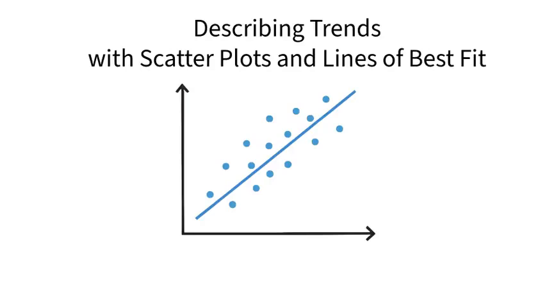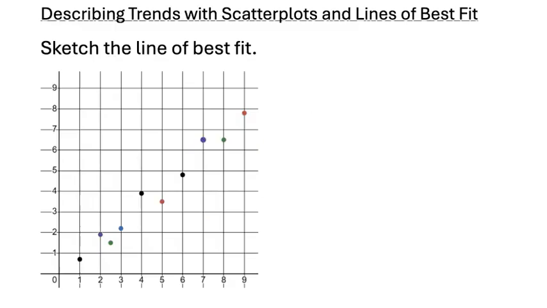Scatter plots help us see the relationship between two variables. In this lesson, we'll learn how to describe trends in data and how to sketch a line of best fit. We can sketch a line of best fit that more or less goes through the middle of the data to show the overall trend in the data. Technology can make these lines more precise, but for now, we can just estimate them ourselves.